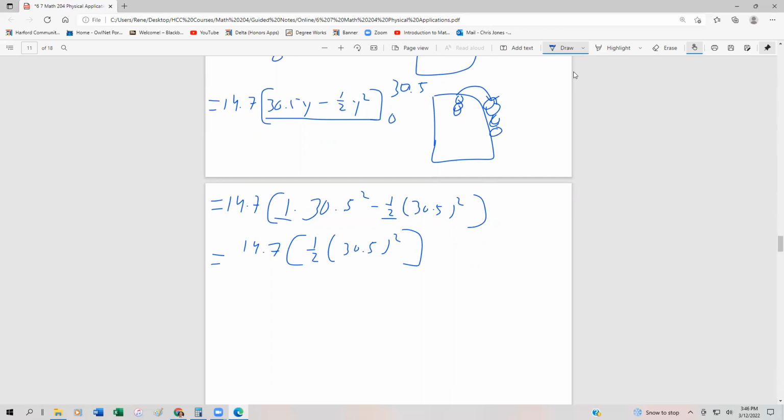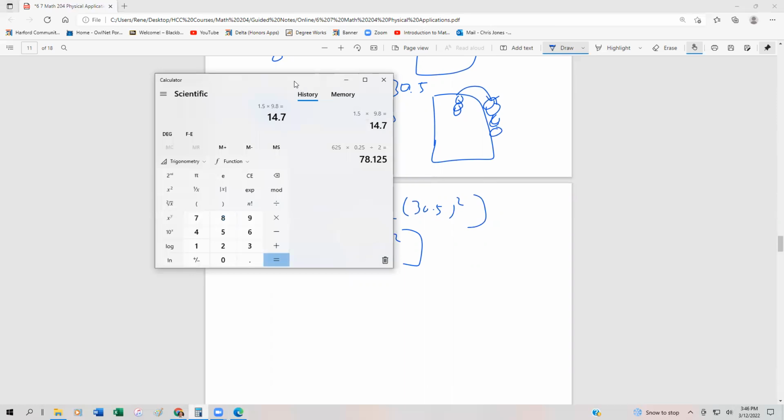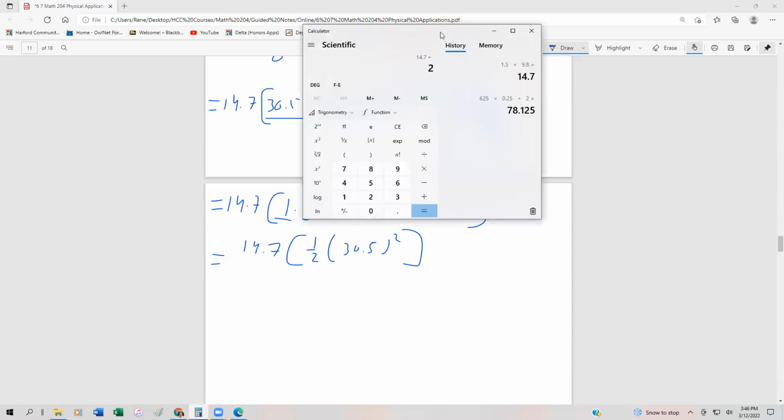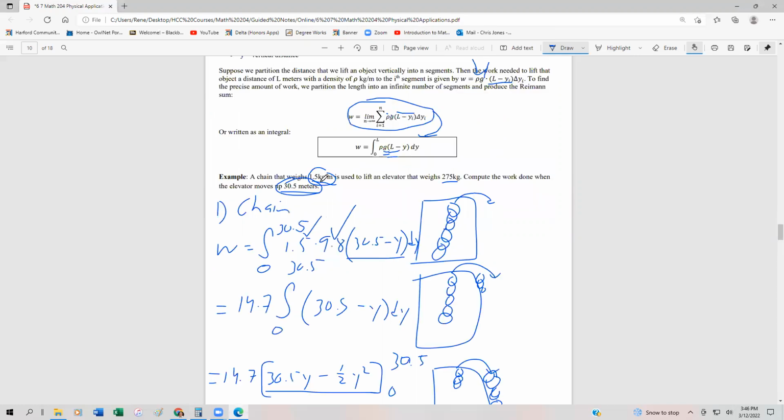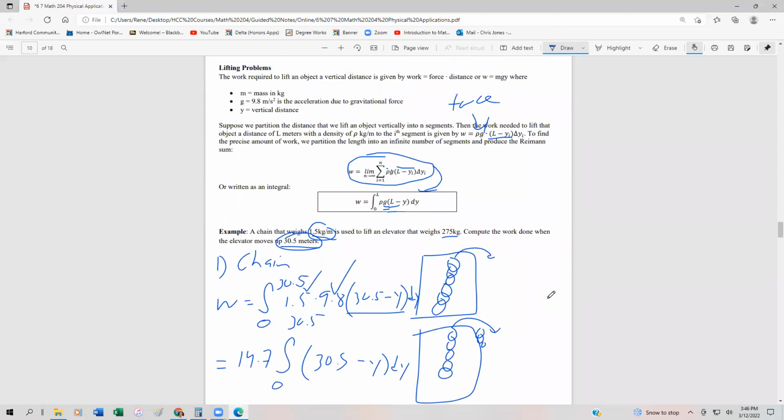That's a little bit easier for me to do in my ultra sophisticated calculator. So I'm going to take 14.7, divide that by 2, multiply it by 30.5, and multiply it by another 30.5. And we end up with 6,837.3375. Notice that we're still in kilograms and meters, so it's still going to end up being joules for this.